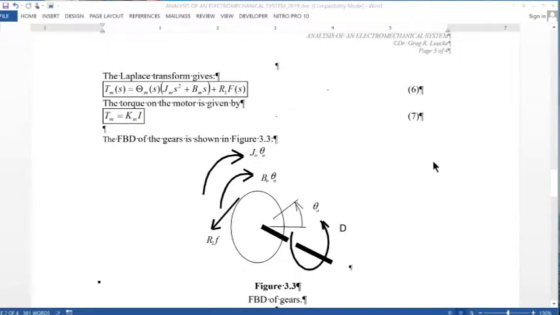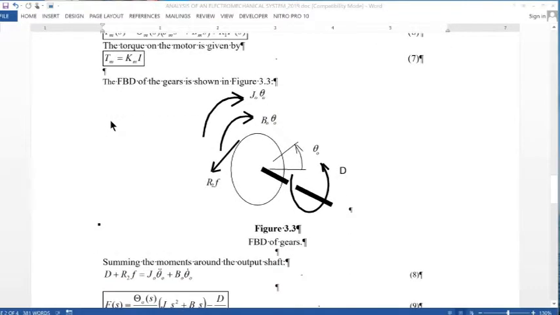Taking the Laplace transform is easy enough. We're going to know the motor torque constant: the way you generate a torque with a motor is you put in a current and multiply it by a motor torque constant Km. That's how many Newton meters per amp you get. And then we get a torque coming out of the motor.